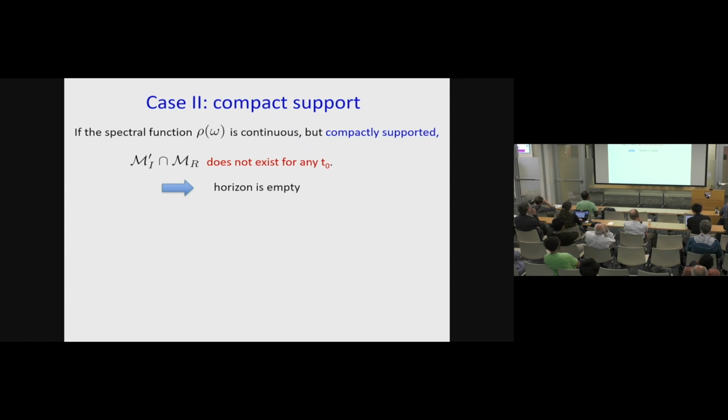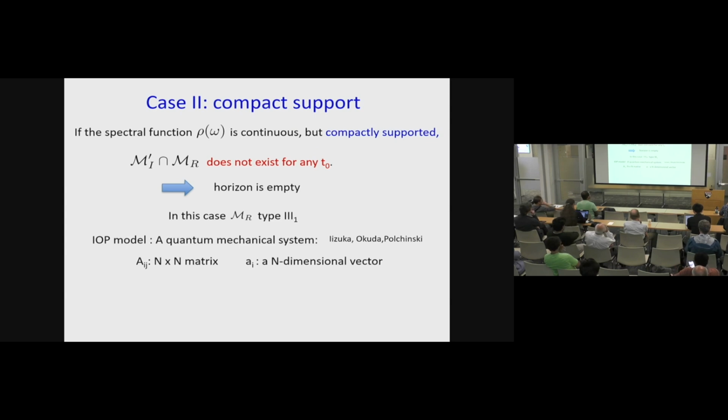There's a nice example for this. This is the so-called ILP model, introduced by Iizuka, Okuda, and Polchinski. They use this model to try to model a black hole system using some simple quantum mechanical system. Again, I will not go into the details of this model, but the key feature is that if you look at the spectral function, it's only supported in a finite region on the omega axis, only in this red region. And so here we can immediately deduce that for this ILP model, there's no bulk horizon.